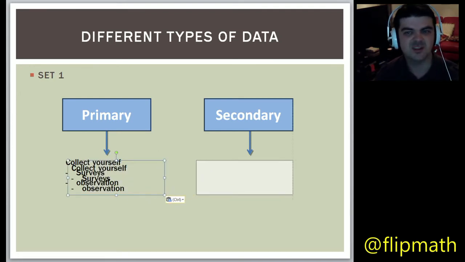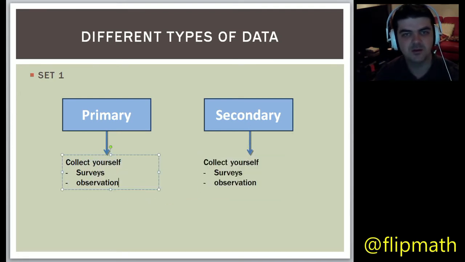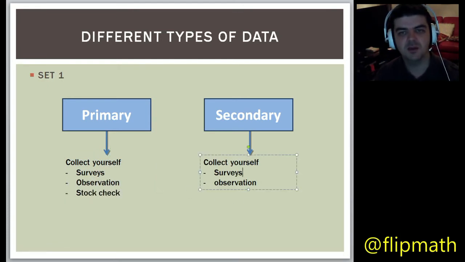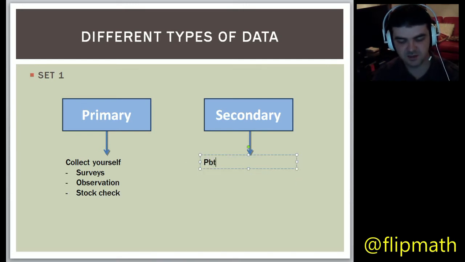You might do a stock check, and things like that would be other examples. You could do a stock check yourself. Secondary data is stuff that you obtain from somewhere else.